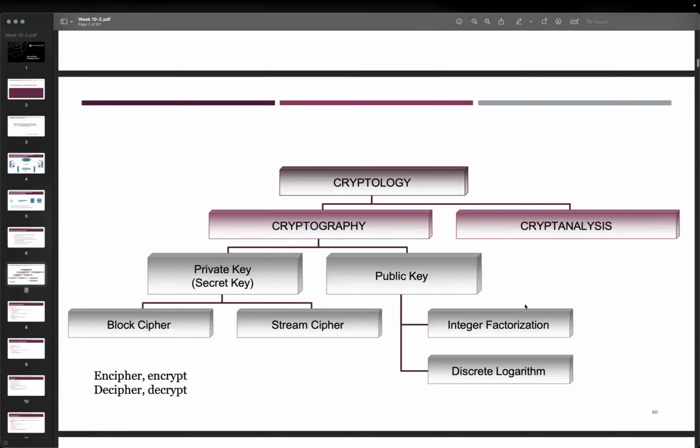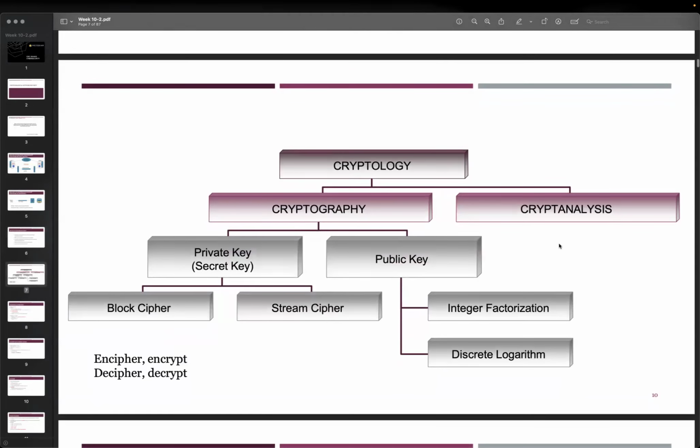And when we talk about cryptology, under it we have cryptography and also cryptanalysis. Under cryptography, we have two types. One is related to the public key, like integer factorization and discrete logarithm. Those will be using the public key. And then also we have the private key.